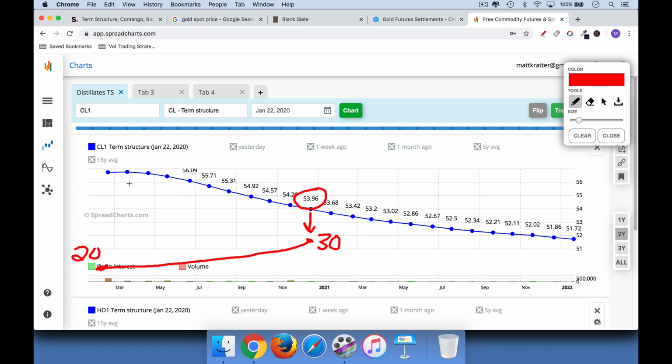So don't think just because a market's backwardated that you'll automatically make money. But all else being equal, if a market is backwardated, you will roll up the curve. You will have positive carry. You will make a little bit of money every day. If the whole curve switches, as it did here, the price of your December 2021 futures can move from 53.96 to 30. You lose a lot of money.